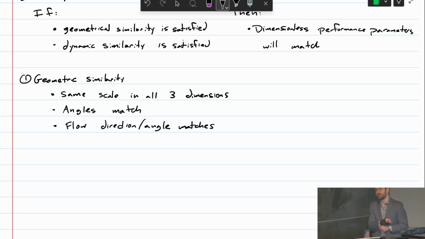Yes, Ian? So is there any application where you could scale different axes by different amounts and still get results that you could interpolate in a usable manner? I'm not really sure of any examples, to be honest. This is normally done, yeah, same scale in all three dimensions.